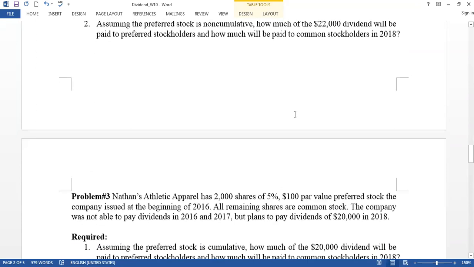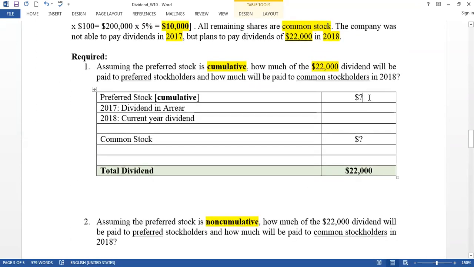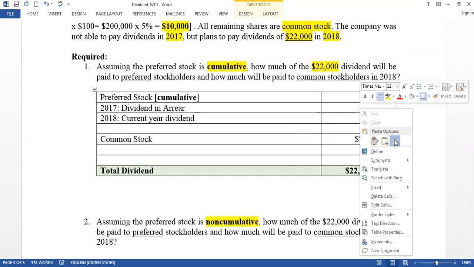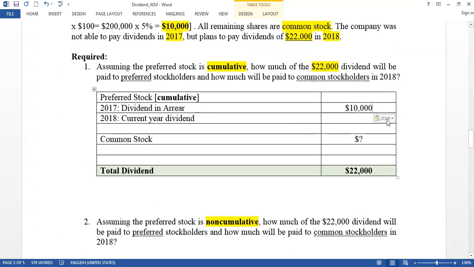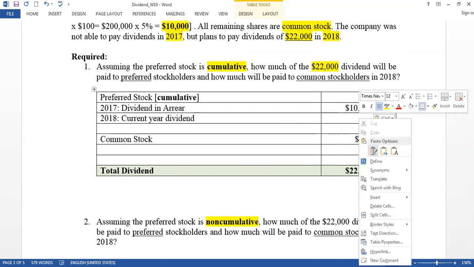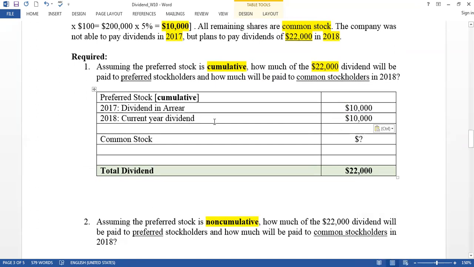Okay. And when we do the calculation, we find that we are going to receive $10,000. So the 2017 dividend is going to be given first. Total is $22,000. From here, $10,000 is given for the dividend in arrear. Another $10,000 is given for the current year dividend, right? So cumulative people receive these two amounts first.